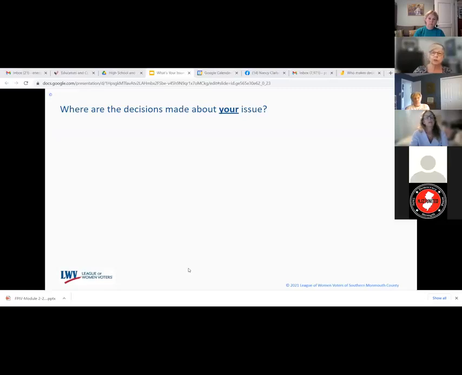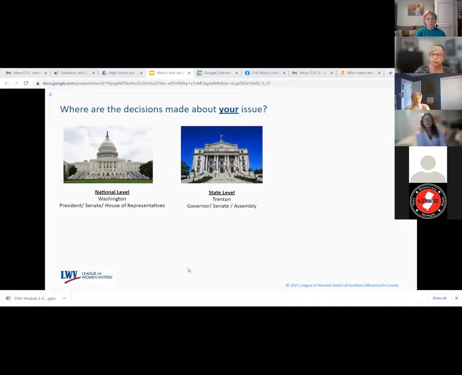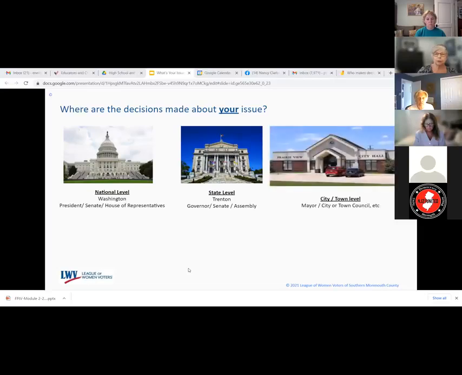So who makes the decisions about your burning issue at each level? Well, at the national level in Washington, it's the president, the senators, and the House of Representatives. At the state level, in Trenton, in our case, it's the governor, the state senators, who are different from the Washington senators, and the House of Representatives. And again, those representatives are different from the representatives that we send to Washington. At the municipal level, at your town or city level, it's the council people and the mayor.